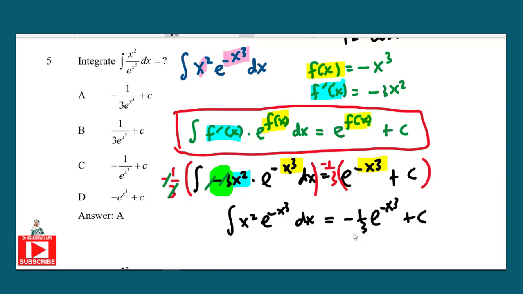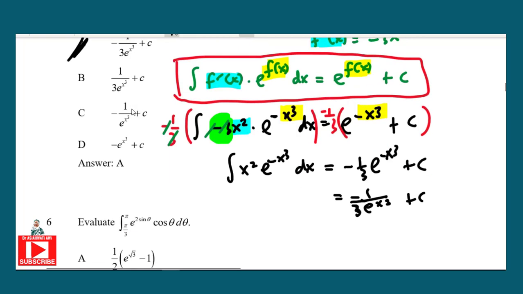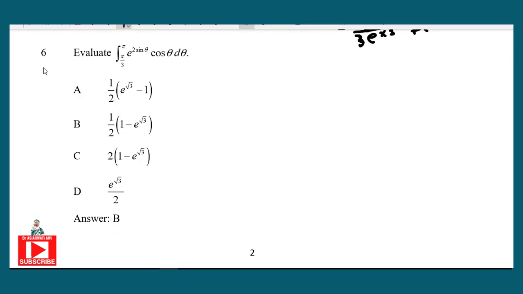Okay, now look at the options. Negative 1 over 3 e power x cubed plus c is not it. The answer is A. Therefore, that is number 5.